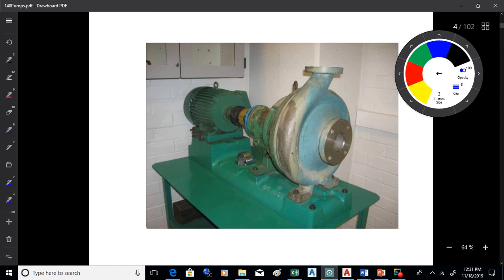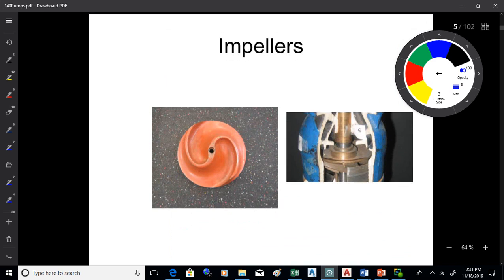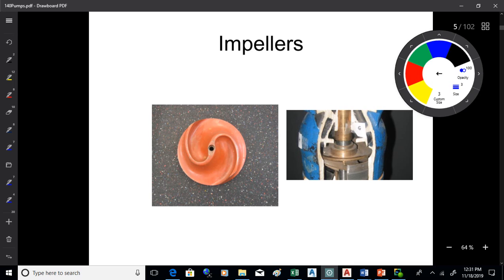So there you see a pretty standard pump setup. There's the motor, that's what powers it. And what we're looking at here, of course, is the pump right there. And then you see this case here, which is called the volute. Right there. Now, impellers look something like that.